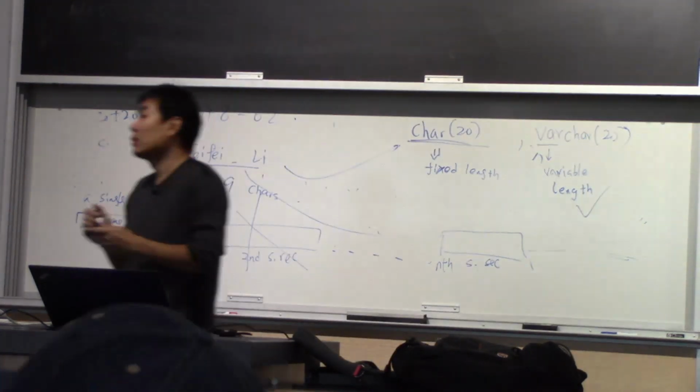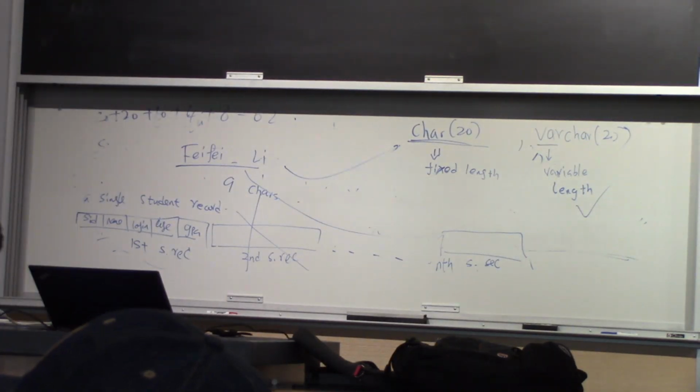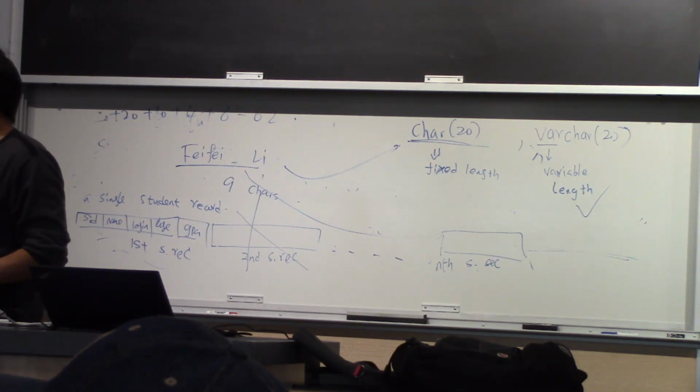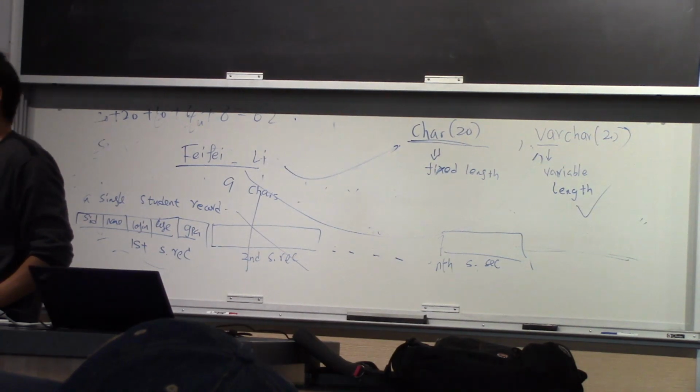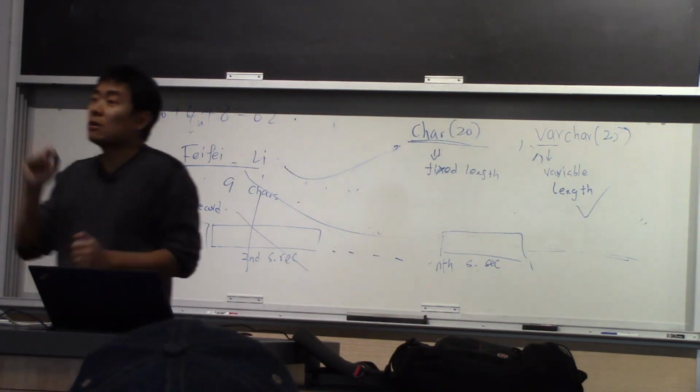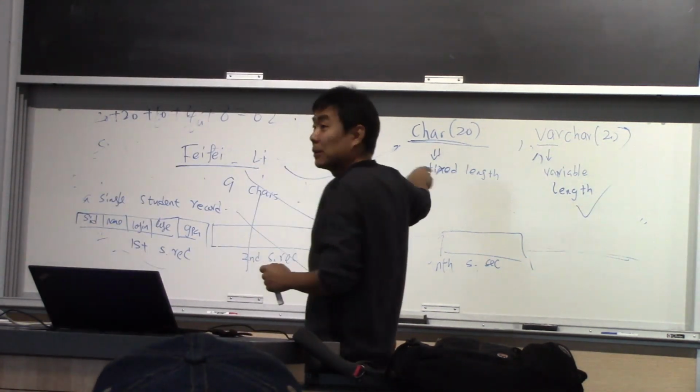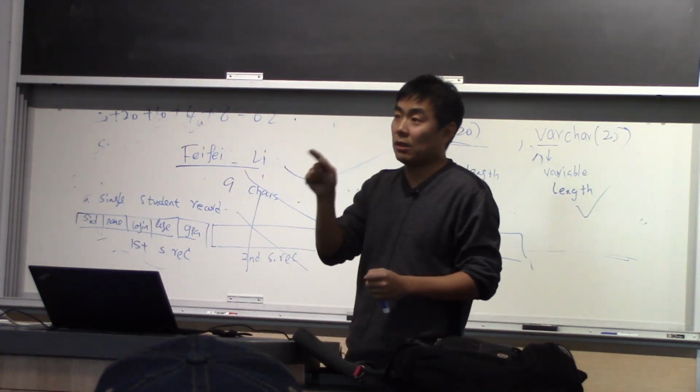Sorry, is it possible to store a pointer to another variable, like a string pointer or something? So you're talking about how we're actually going to store the variable length record, which I'm going to come to in a little bit.